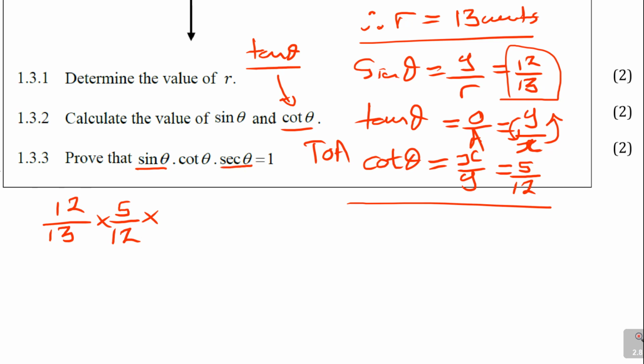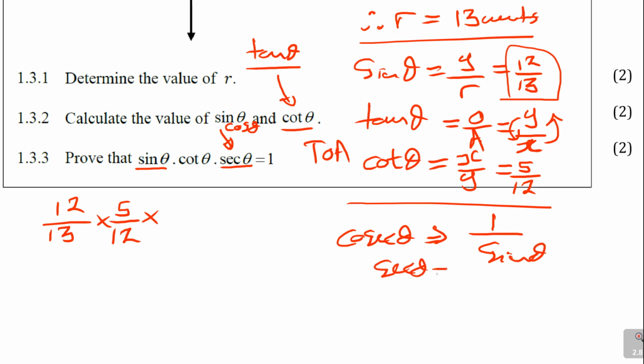Now sec is linked to cos theta. You must know cosec is linked to sine, cot is linked to tan, sec is linked to cos. Can I remind you again? Cosec theta is a reciprocal, so it's 1 over sine theta. Sec, we already said, is a reciprocal, 1 over cos theta, and cot is 1 over tan theta.